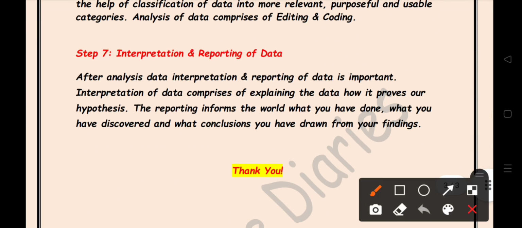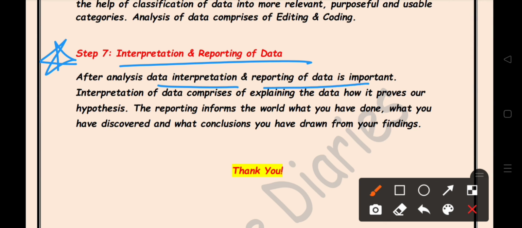Then the next, last but important step is the interpretation and the reporting of the data. After analyzing the data, we have to interpret it. First we have to interpret the data for ourselves, and then we have to report the data in our research, so that it will be beneficial for further study by other researchers, and it will give the solution to our research problem. After analysis, the interpretation and reporting of the data is important.